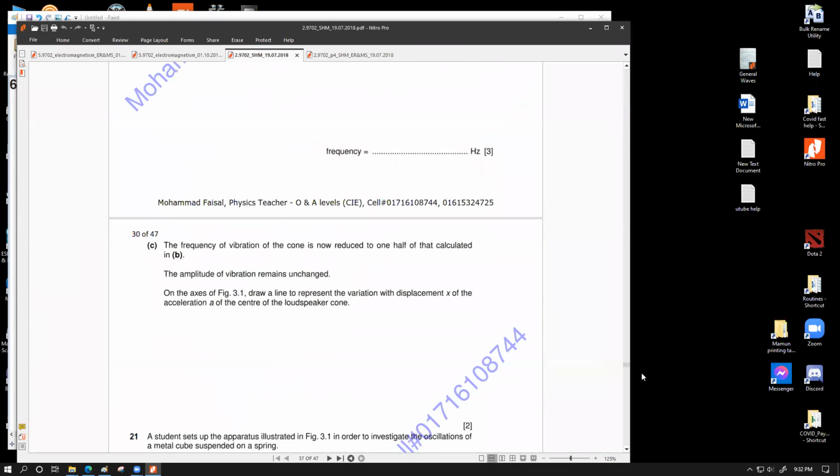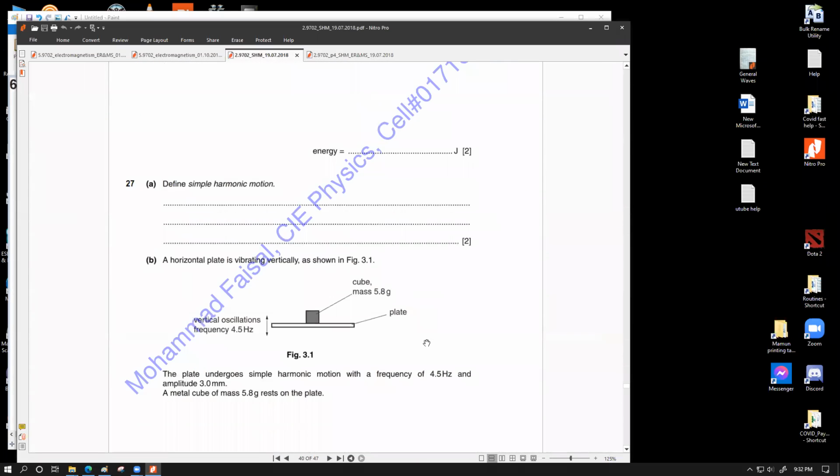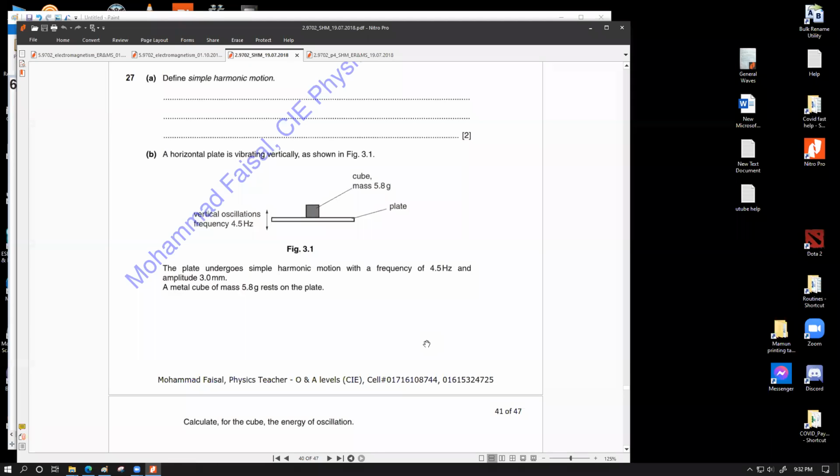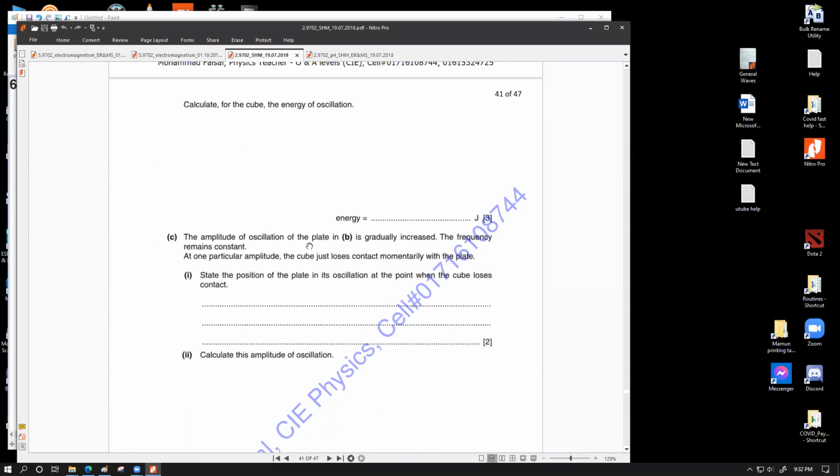27C. Okay, this was a question where we had a fixed mass placed on a plate, and we're making this thing oscillate, and the cube was seen to be present over here. For a specific frequency, for a specific amplitude, we would see this cube lose contact with the plate, something like that. তারপরে বলছে যে কোন পয়েন্টটাতে লুজ করে। The amplitude of oscillation of the plate in B is gradually increased. The frequency remains constant. At one particular amplitude, the cube does lose contact momentarily with the plate. State the position of the plate in its oscillation at the point when the cube loses contact.